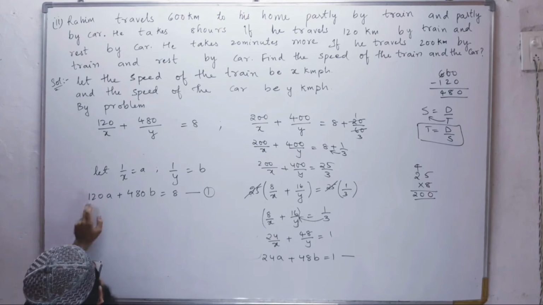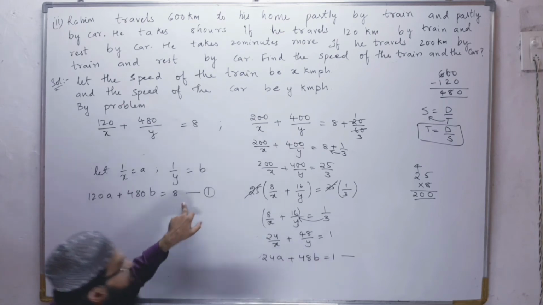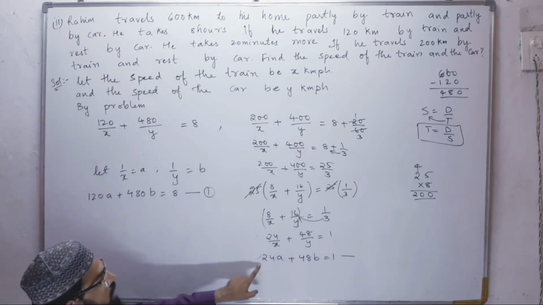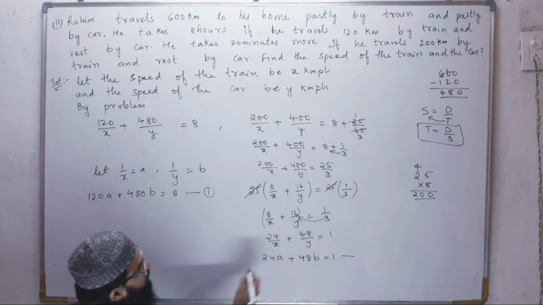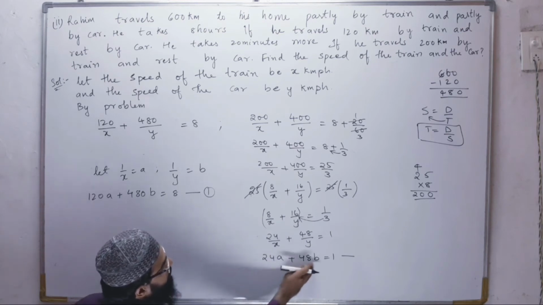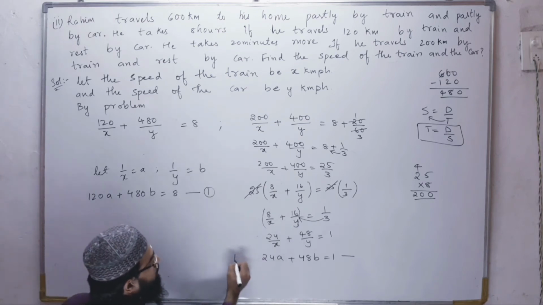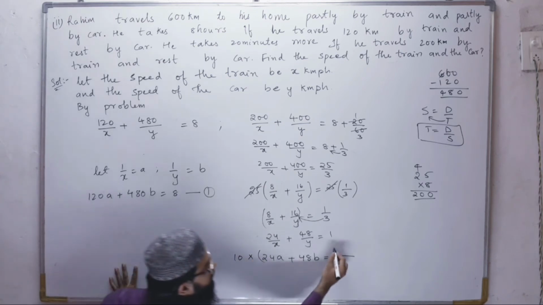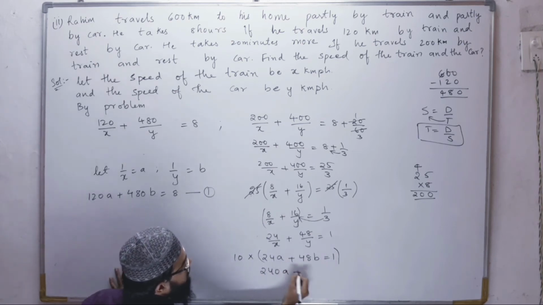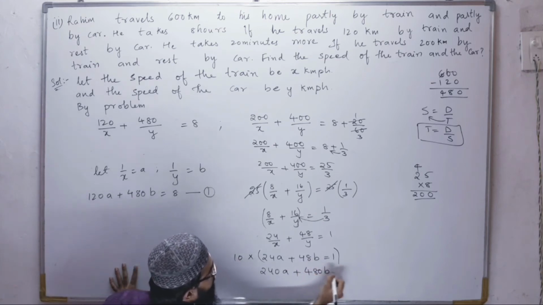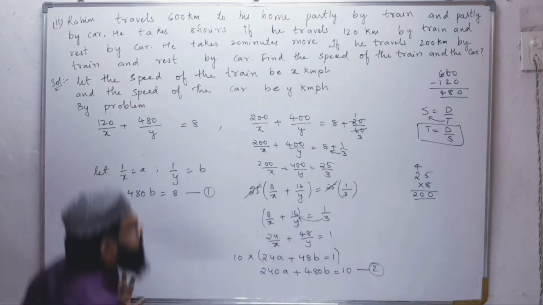But let us see, is anything common here? No. We have 480 here. So to make something equal, we have to multiply the second equation by some number. Here we have 48 and there it is 480. So we can multiply this by 10. So 10 into this equation gives us 10 twenty-fours are 240a plus 10 forty-eights are 480b, 10 ones are 10. So this is our second equation.